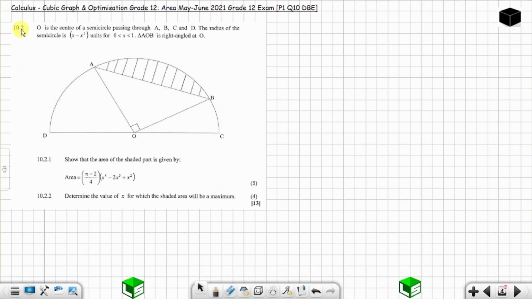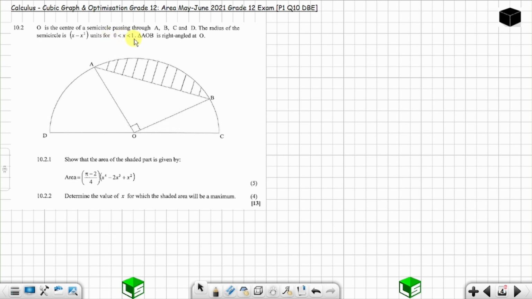Now it's question 10.2 and you have two sub questions, 10.2.1 and 10.2.2. O is the center of a semicircle passing through A, B, C, and D. The radius of the semicircle is x minus x squared units for x in between 0 and 1. So x is not less than 0 and x is not greater than 1. x is not equal to 0 and x is not equal to 1. This is what the notation is saying. The value of x is in between 0 and 1.